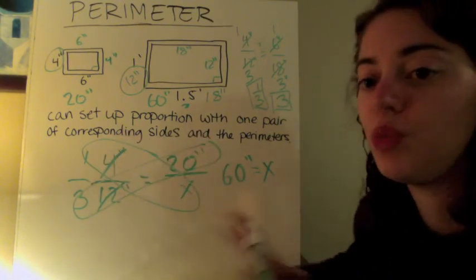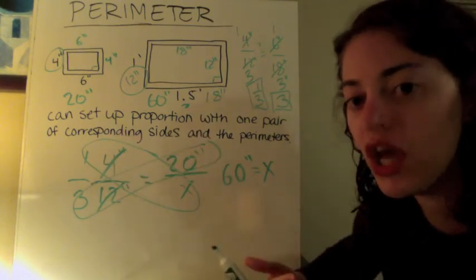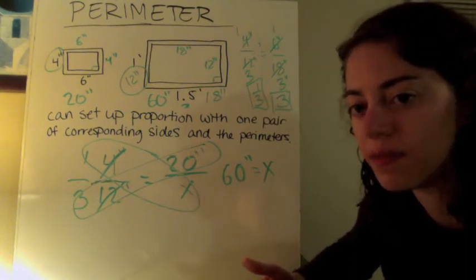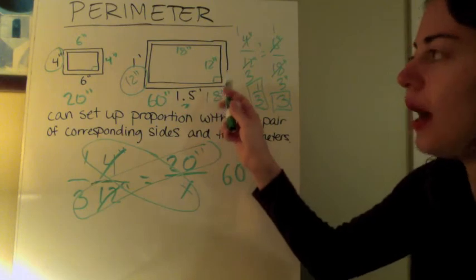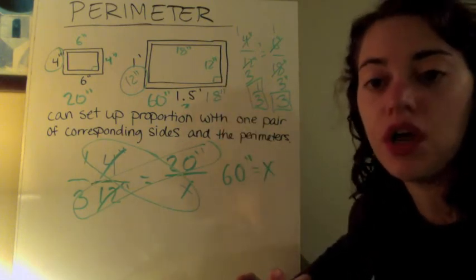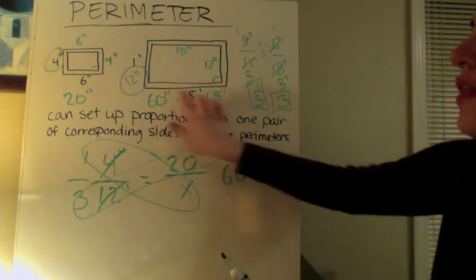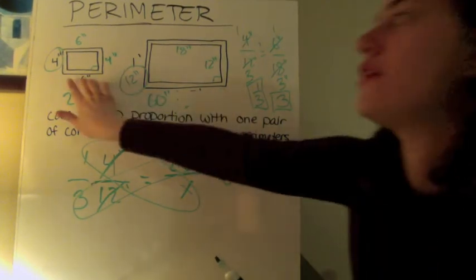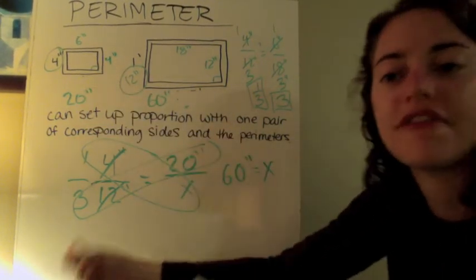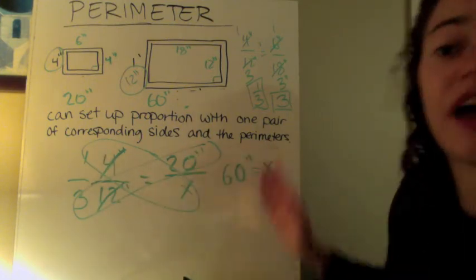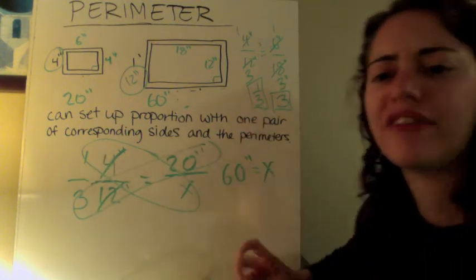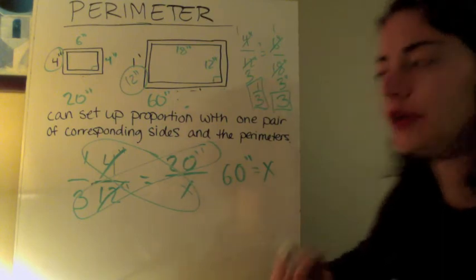And sometimes you won't be given enough information to find all the side lengths. Maybe I was just told that they're similar. And I didn't know the measure of this side here or the measure of this side. So I couldn't have found that perimeter. This way I can just find the perimeter of my new one without having to figure out what those side lengths are.